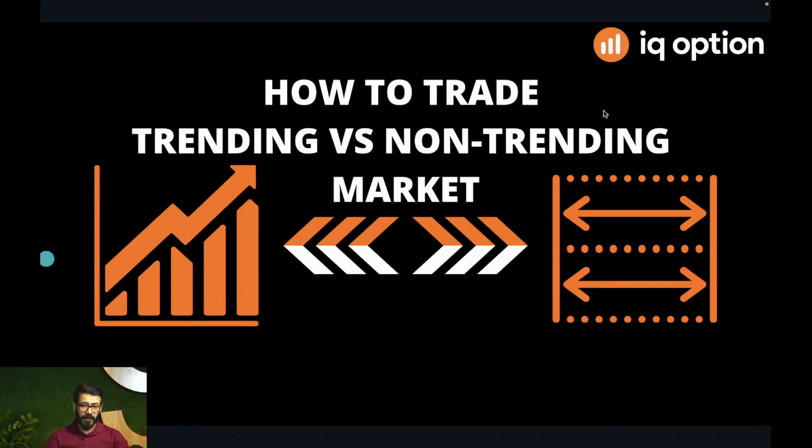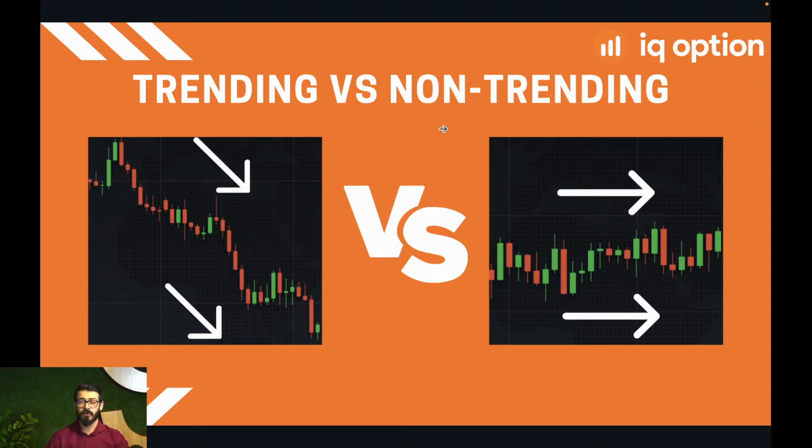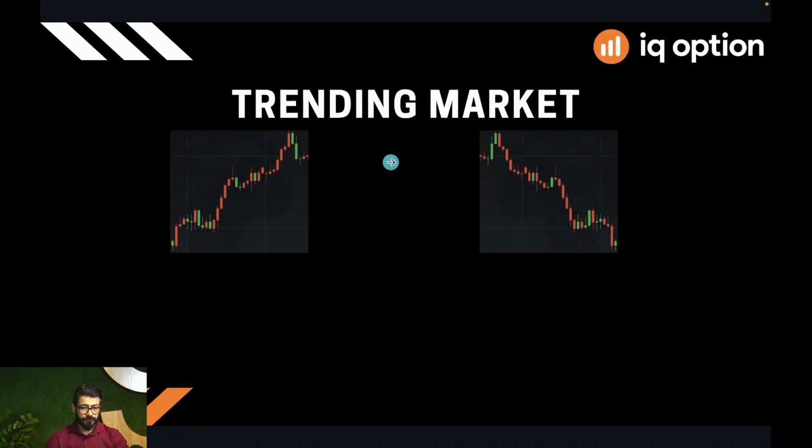So, back to how to trade trending versus non-trending markets. First of all, this is how we can see a trending market versus a non-trending one. This here is a trending market. As we can see, it has a clear direction; it's going downtrend. And the next one is a non-trending market, or in other words, a ranging market, because it's simply going sideways. There's no clear direction, whether up or down.